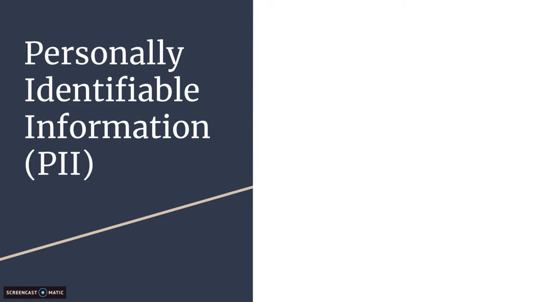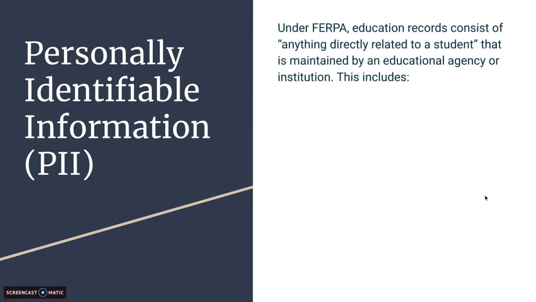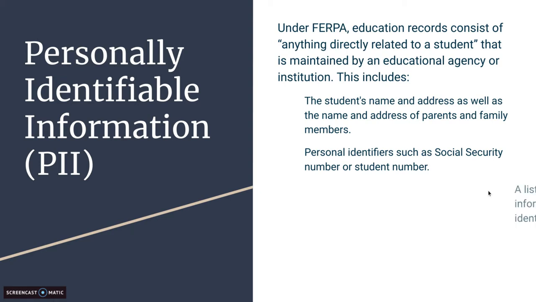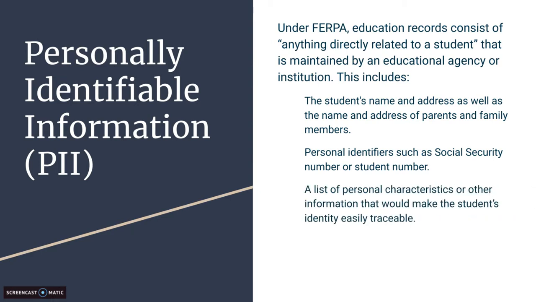Now we're going to move into what personally identifiable information is. There's a long list of things that could be included in this, but mainly it is anything that could be directly related to a student. So if somebody were to get a hold of this information and they could deduce, oh, I know that it's this student, that would be considered personally identifiable information. Some of these things include a student's name and address, as well as the name and address of the parents and any other family members, social security number or a student ID number, a list of any personal characteristics that would make them easily traceable.